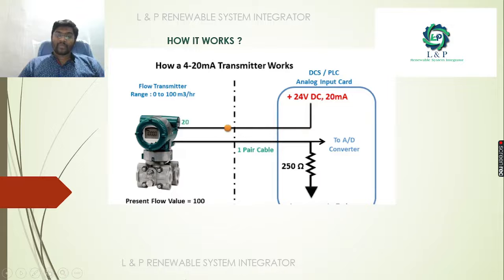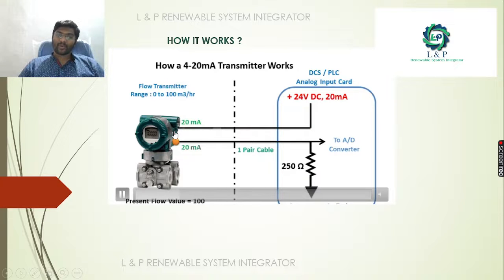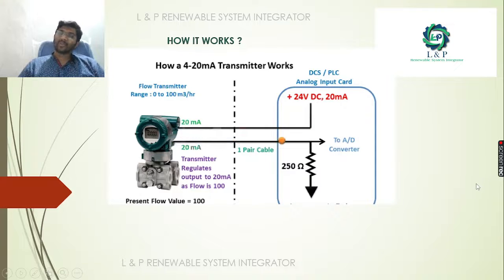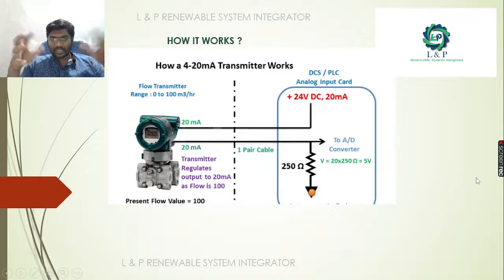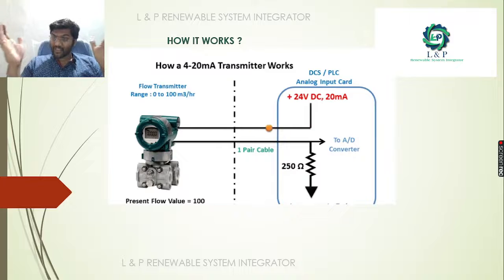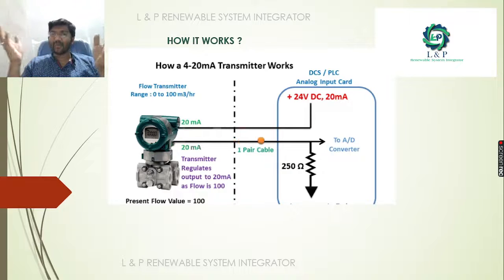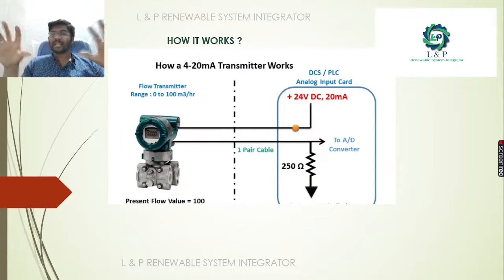So we have a 100% flow. We are providing 20 milliamps, and the entire output we will get. So we can use these flow transmitters as pressure transmitters also. As we said earlier, if you want to measure the flow, you can use these, and if you want to measure the pressure, you can use this. For both purposes you can use it, but the basic working functionality is this.